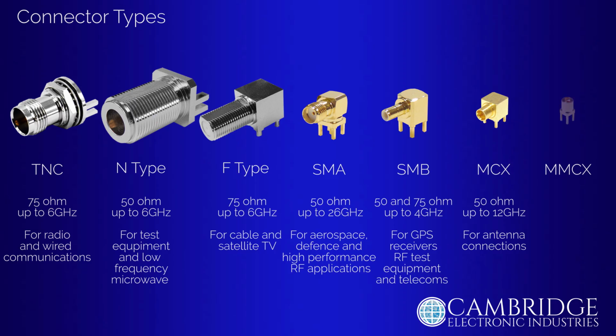The MMCX micro-miniature coaxial connector is one of the smallest RF connectors available, with a 50 ohm rating. It features a lock-snap mechanism that allows for full 360-degree rotation. Suitable for applications up to 6 GHz, MMCX connectors are widely used in antenna systems for mobile devices, GPS receivers and other compact electronics where space is limited.